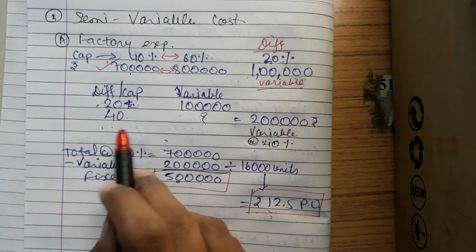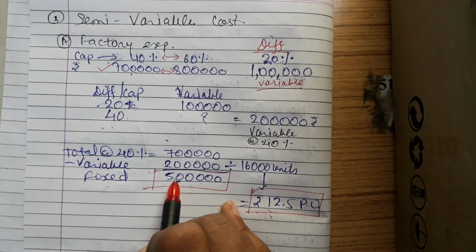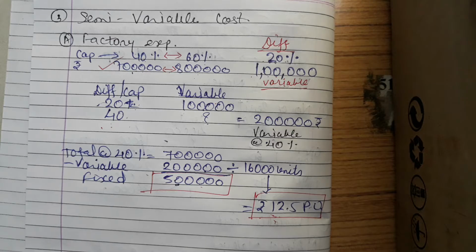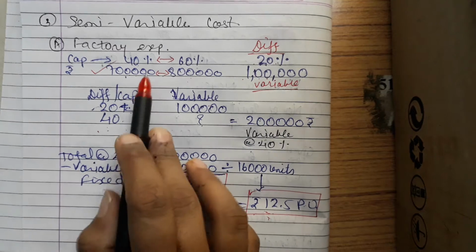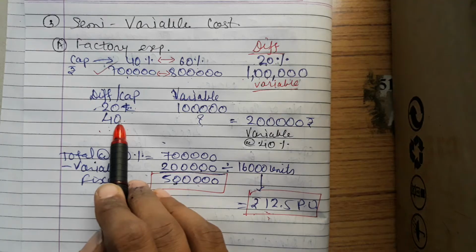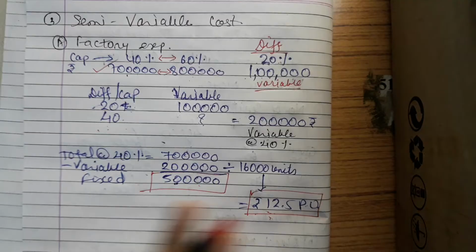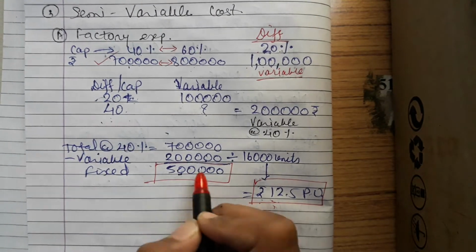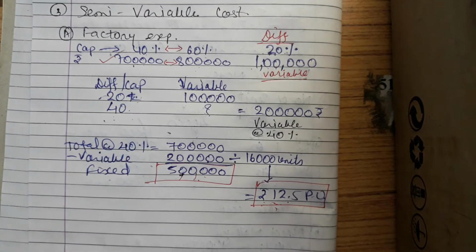3 lakhs rupees variable. So 8 lakhs minus 3 lakhs, again fixed will come 5 lakhs, and 3 lakhs divided by the number of units at 60%, which is 24,000. So 3 lakhs divided by 24,000, again that will be 12.5. So you can take any of these capacities, but if you are taking 60%, then you need to take the amount over here 8 lakhs, right? So don't forget that. So our guideline for factory expense is done: 5 lakhs rupees fixed and variable 12.5 per unit.